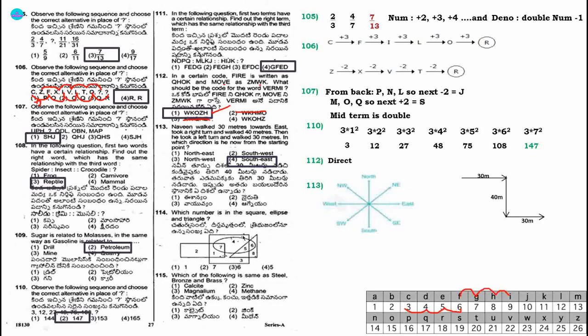Now, which is the number in the square, ellipse and triangle? What they are asking is the number in the square, ellipse and triangle, all three. So what is the number? Easily we can say that it is 5 here. 5 is the only one common to both. Now, which of the following is the same as steel, bronze and brass? The answer for this is magnesium.